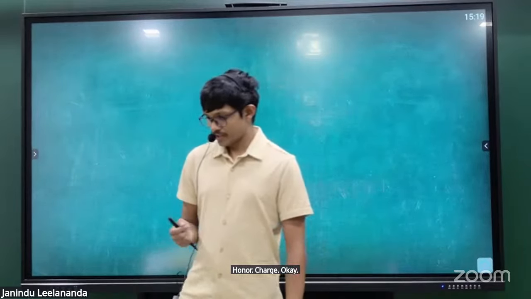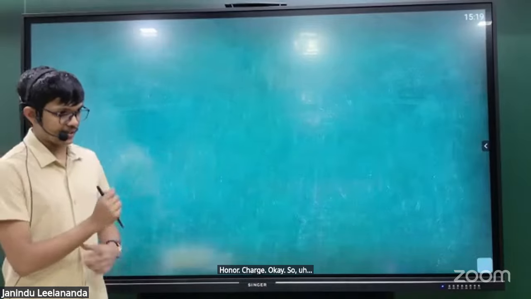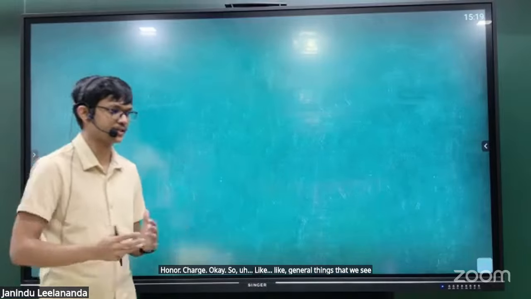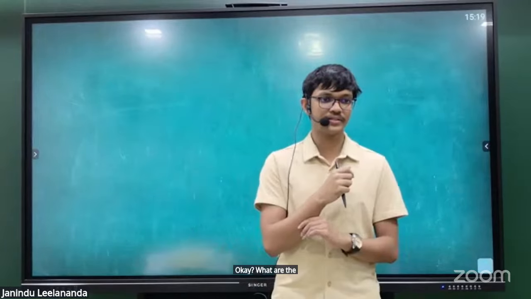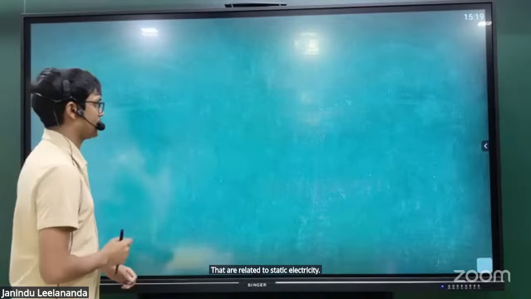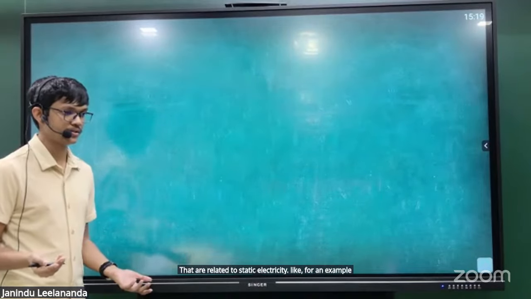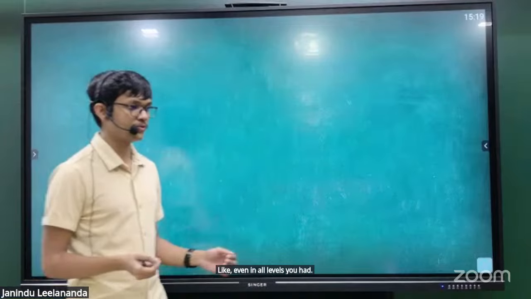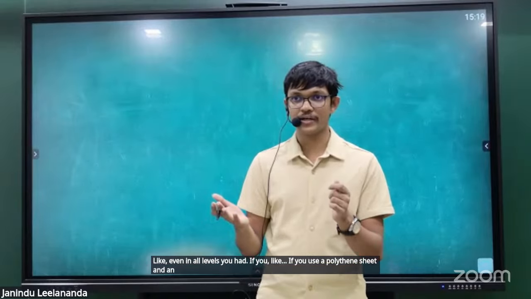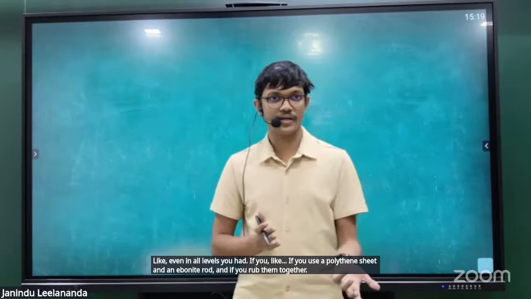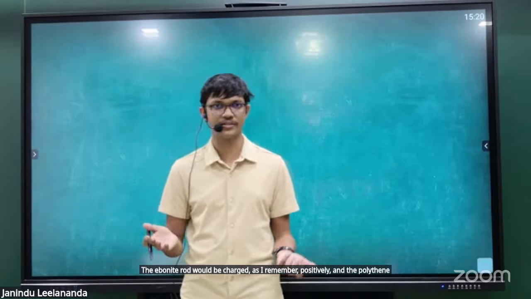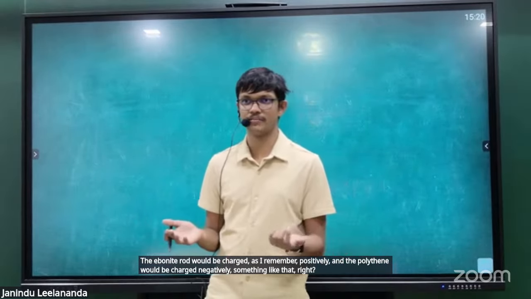So, what are the general things that we see that are related to static electricity? For example, even in O levels you had, if you use a polythene sheet and an ebonite rod and rub them together, the ebonite rod would be charged, as I remember, positively, and the polythene would be charged negatively. That's the example you had in O levels.